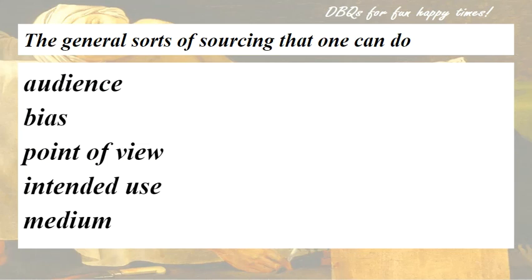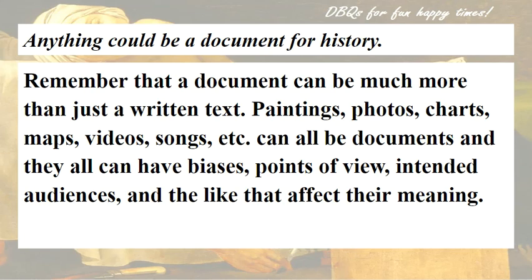This goes beyond just analyzing the surface level meaning of the document. The general sorts of sourcing that one can do: audience, bias, point of view, intended use, medium. Anything could be a document for history. Remember that a document can be much more than just a written text. Paintings, photos, charts, maps, videos, songs, etc. can all be documents, and they all can have biases, points of view, intended audiences, and the like that affect their meaning.